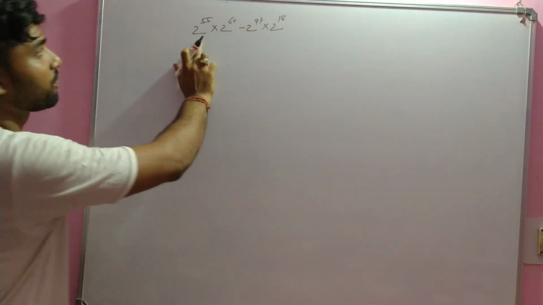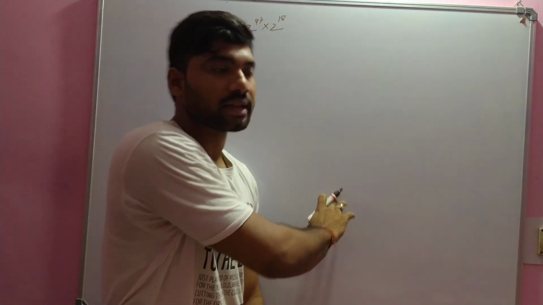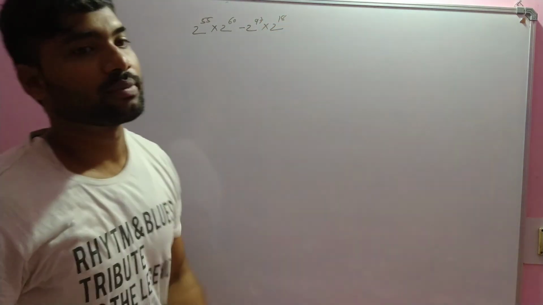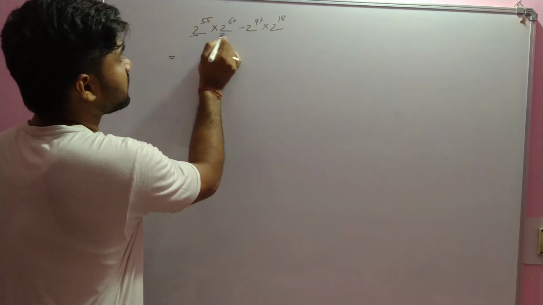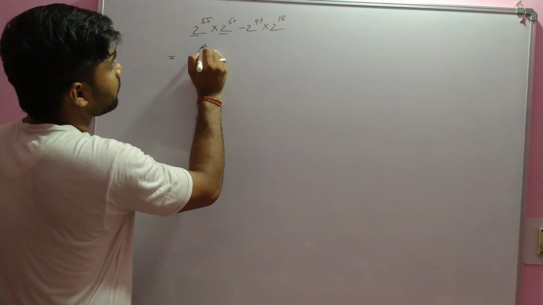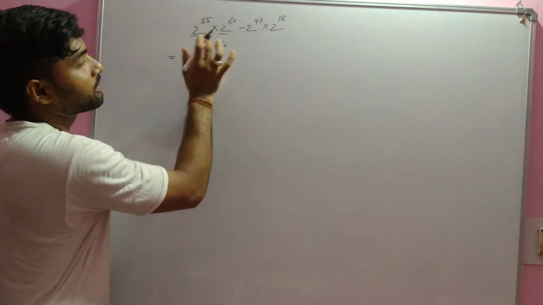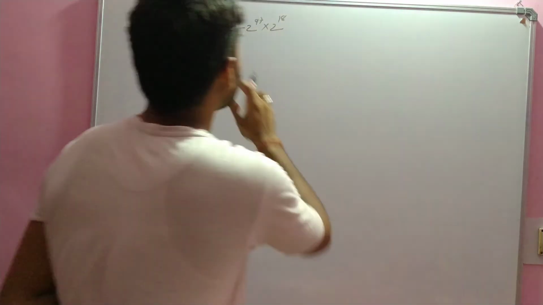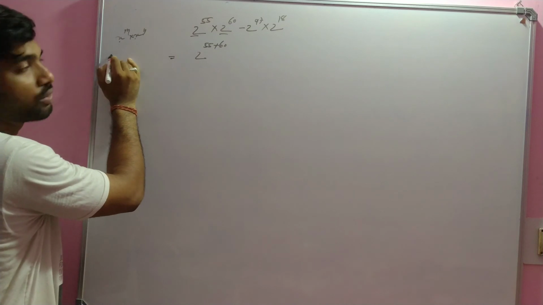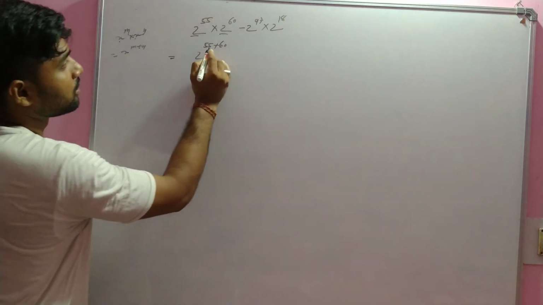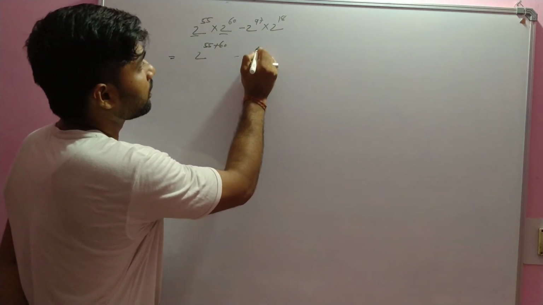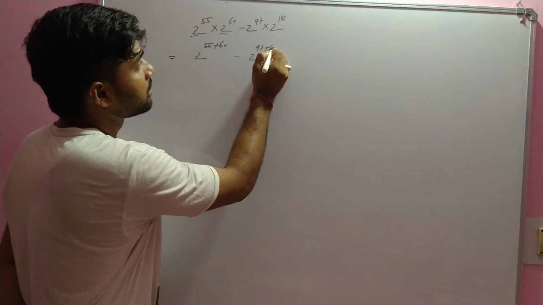Evaluate 2 to the power 55 into 2 to the power 60 minus 2 to the power 97 into 2 to the power 18. Listen, simply, here is the same base, so we can add the powers. If we have x to the power m into x to the power n, same base with different powers, it is x to the power m plus n. So it may be written as 2 to the power 55 plus 60 minus 2 to the power 97 plus 18.